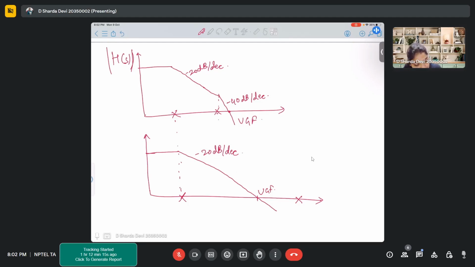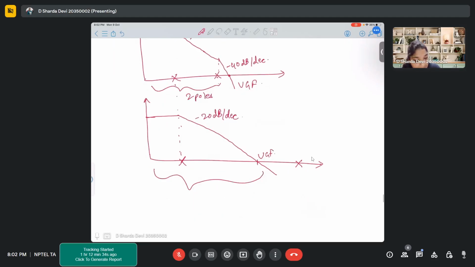So now, if I look at this particular region, there is only one pole, right? So it is equivalent to a single pole system, correct? Because there is only one pole which is encountered before your unity gain frequency. But here we have two poles, right? Here we only have one pole. So we know that this system is more stable than this one, correct?